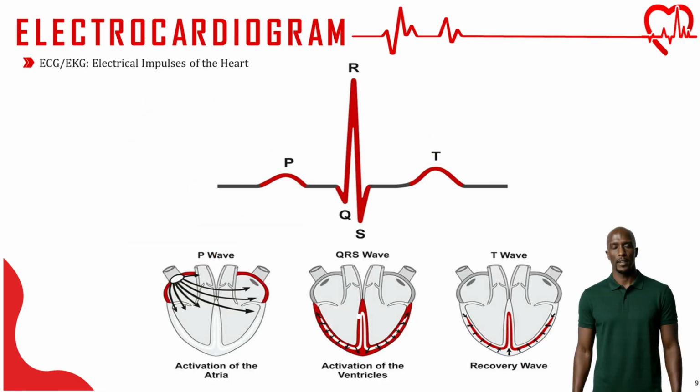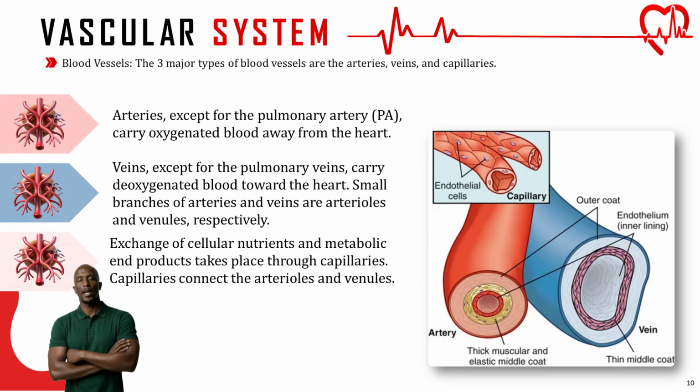The electrocardiogram, ECG/EKG, records the heart's electrical activity. It captures the P wave, QRS complex, and T wave, reflecting atrial depolarization, ventricular depolarization, and ventricular repolarization, respectively. The PR, QRS, and QT intervals indicate the time taken for electrical impulses to travel through the heart, crucial for diagnosing cardiac conditions. The vascular system comprises arteries, veins, and capillaries.